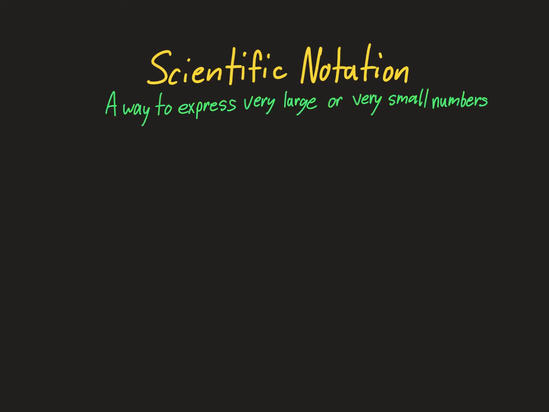Today we are going to learn about scientific notation. So first of all, what is scientific notation? It's a way to express very large or very small numbers. It is always written as a coefficient or a numeric value times a power of 10. Let's look at a couple of examples.